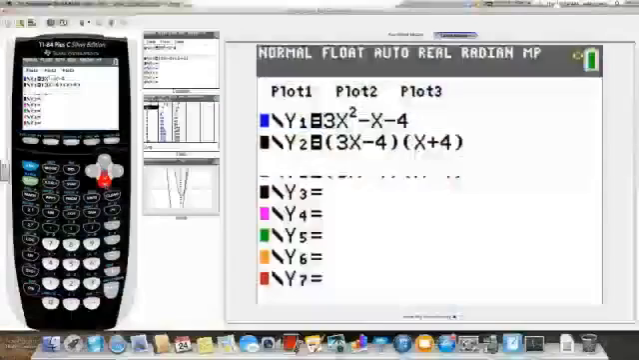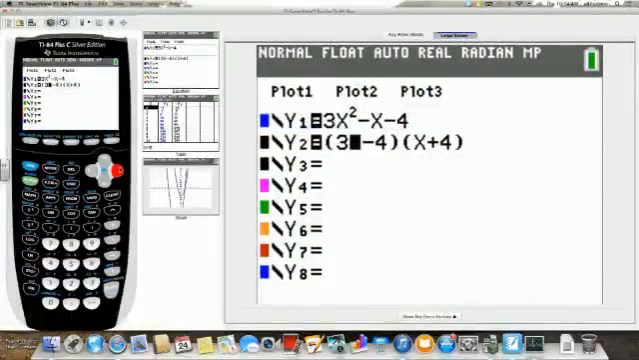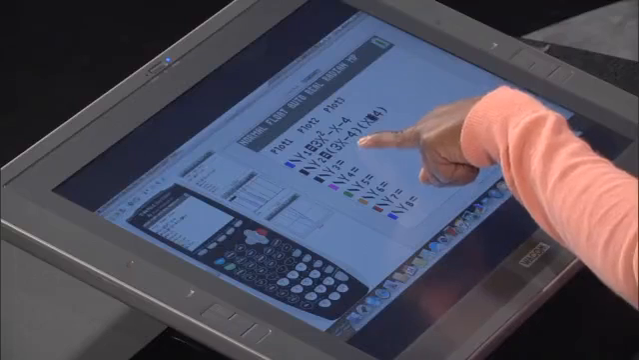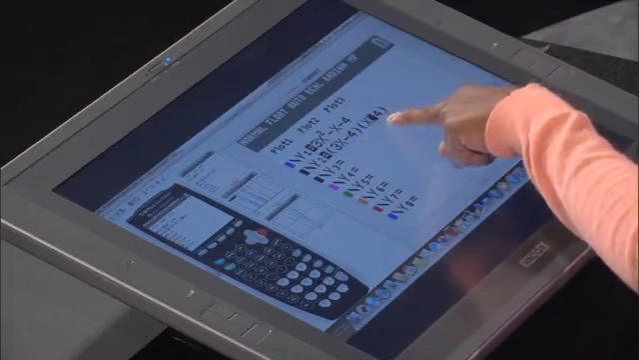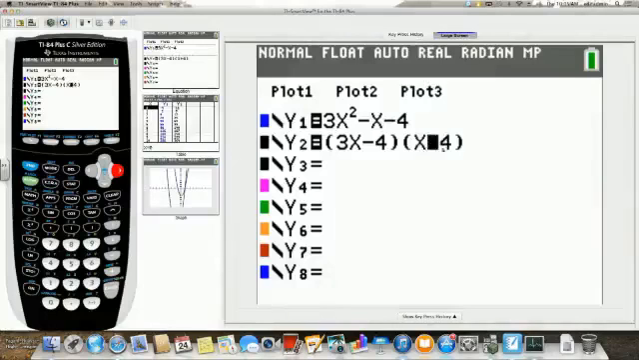Go to y2, going to arrow over to the right. Okay, so I'm going to show you a shortcut for this one. Because I know I want the 3x minus 4 to stay, I'm not going to clear this out. I'm just going to keep arrowing over to the right, and I'm going to type over what I need to change in the second binomial.